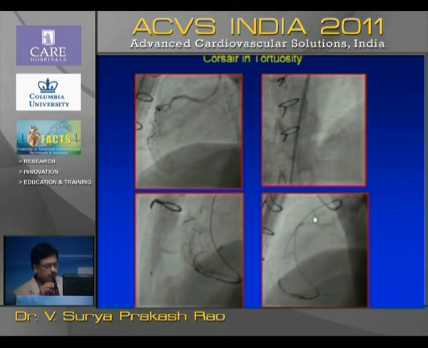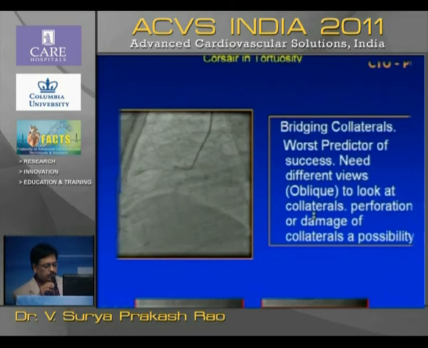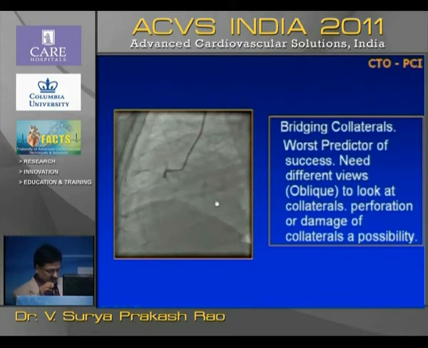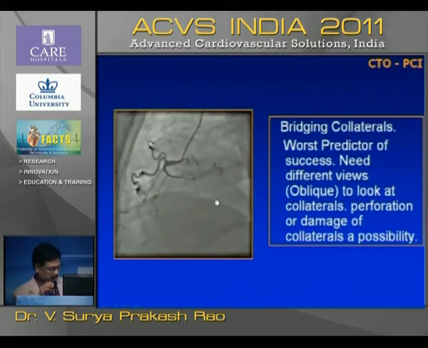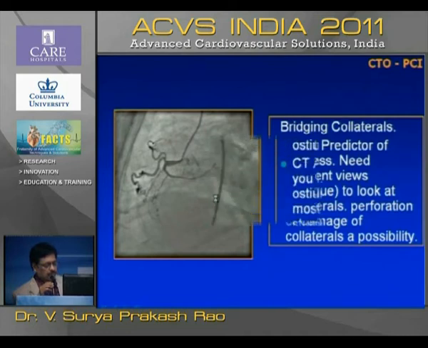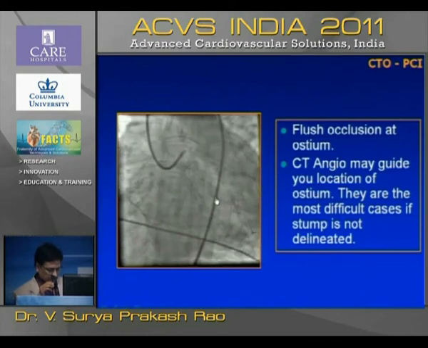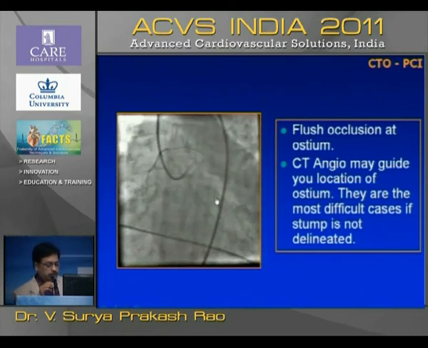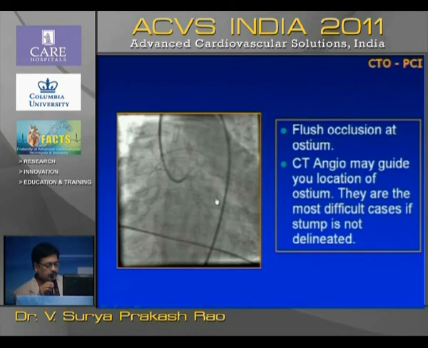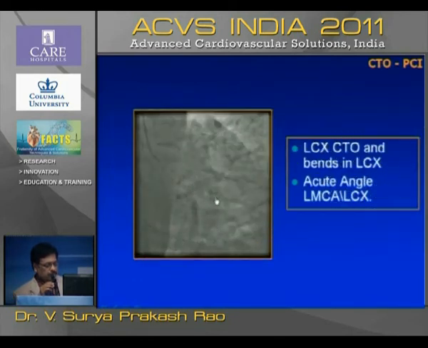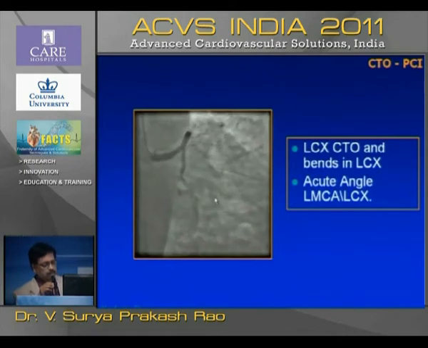So with bridging collaterals, the success rate has definitely improved unlike previous days. And you see this, it's not a major issue nowadays. Bridging collaterals I've seen in the last case also. Flush occlusions are very risky, and you should have a CT angio in this. And the retrograde technique with IVUS guidance is very important in this case. Circumflex CTOs and left main and bifurcations, these are very important. These are difficult cases. A newcomer, a new entrant, should not attempt these cases.